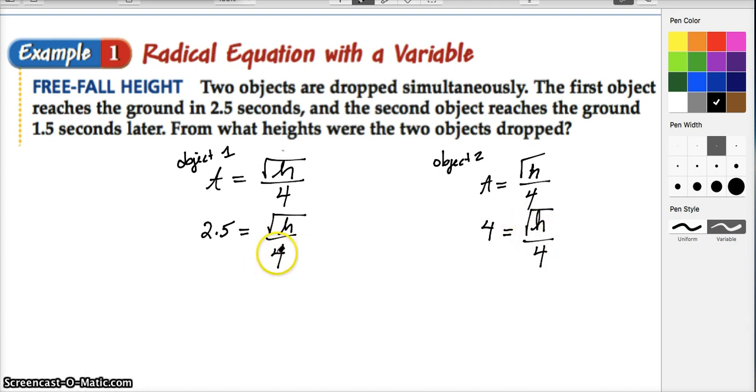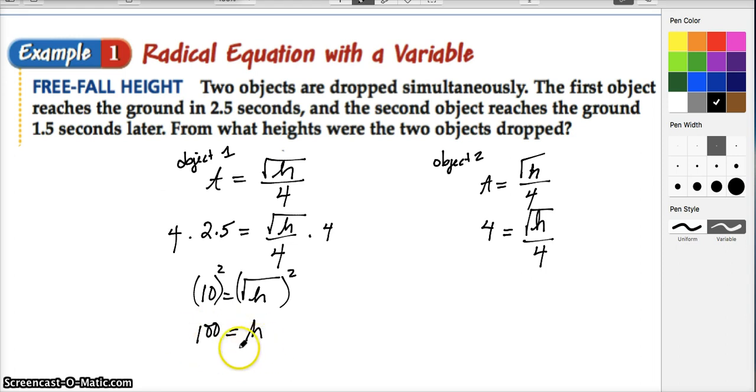So now what we're going to do is solve it. Now to solve a radical equation, the first thing we do is isolate the radical. So to do that, I'm going to multiply both sides by 4. And then on this side, I get 10 is equal to the square root of h. Squaring both sides, because that's how I undo this radical, but what I do to one side I have to do to the other. I end up with h is equal to 100. So what this tells me is that the original height of the first object was 100 feet.